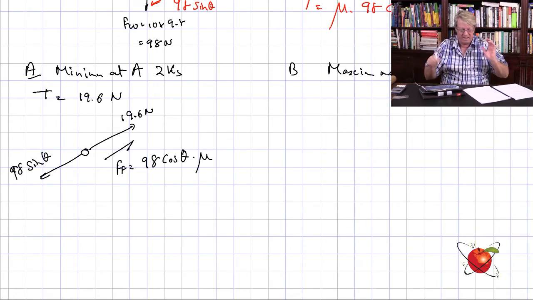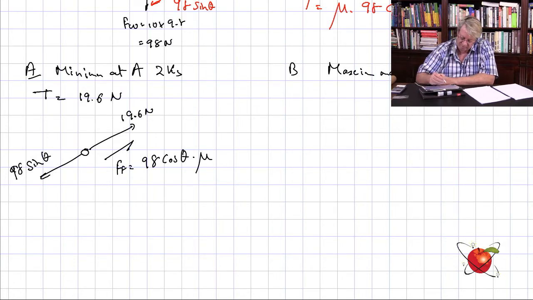The weight, the mass that I've placed at point A is just balancing out the weight pulling down, and friction is helping me, right? It's acting in the same direction because it wants to move down there. So I've got that scenario. If you look at scenario B, you've got the maximum mass.